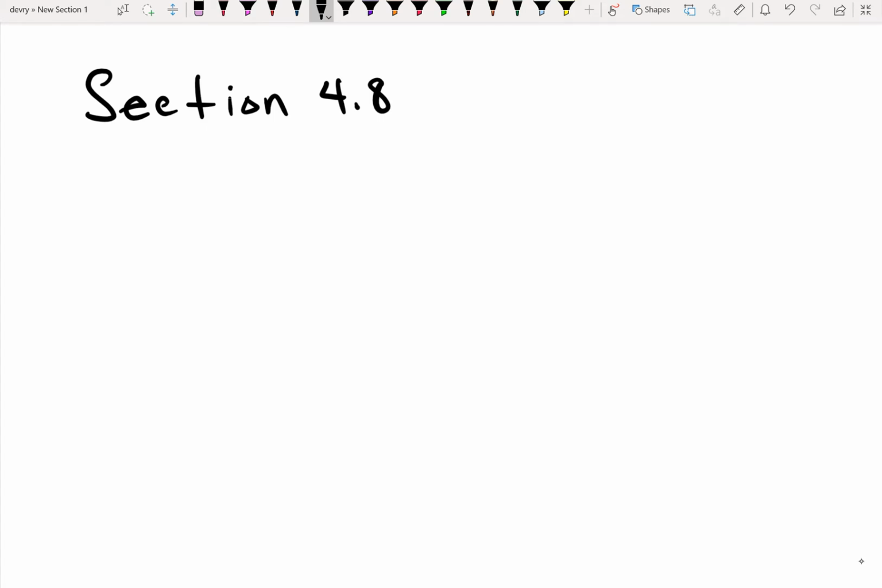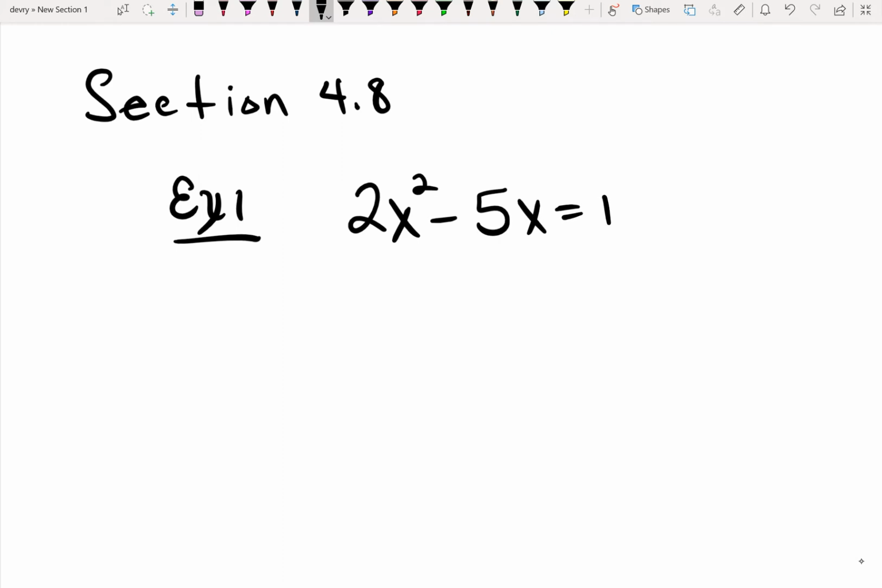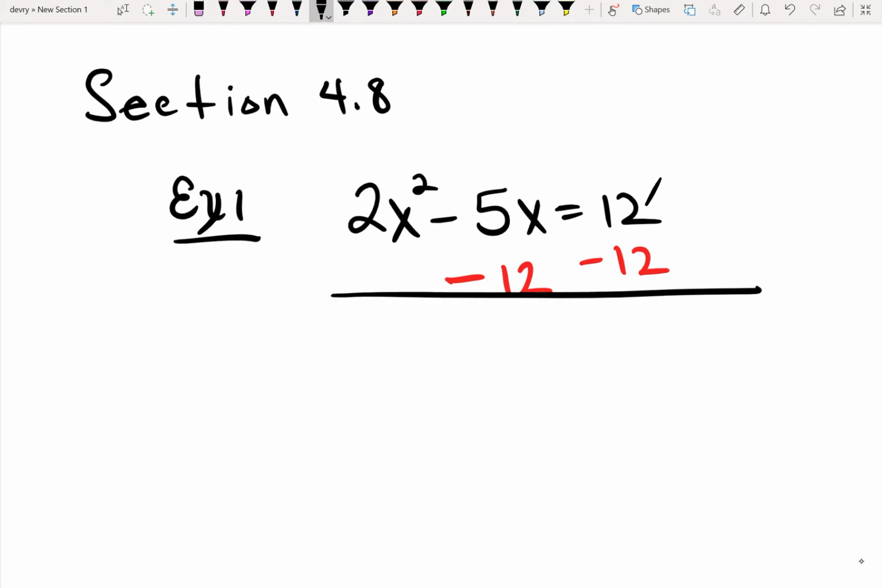So for example, this is example 1, if you have been given an equation that says 2x squared minus 5x is equal to 12, you are in essence going to simply subtract the 12 and bring it to this side of the equation, canceling it on this side and leaving you 2x squared minus 5x minus 12 is equal to 0.